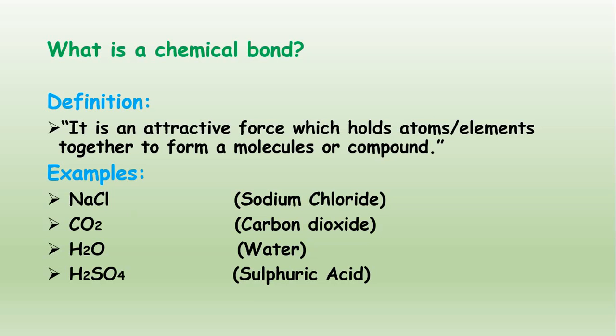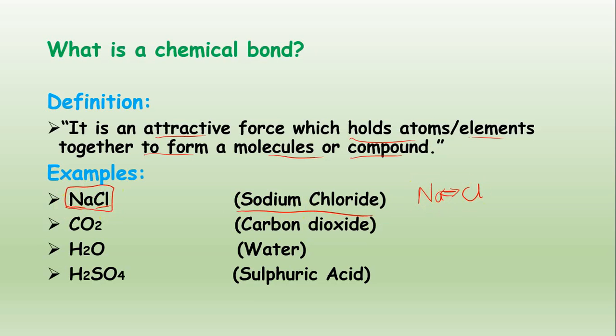So what is the definition of the chemical bond? The attractive force which holds the atoms or elements together to form molecules or compounds, this is called the chemical bond. Suppose, look here, sodium is an element and chlorine is also an element, so they join together, they form a compound. This is called sodium chloride, NaCl. So there is a bond between sodium and chlorine, right? So this is called the chemical bond.